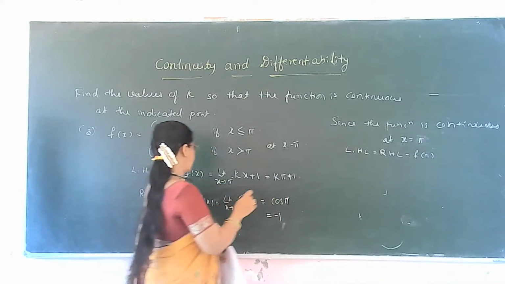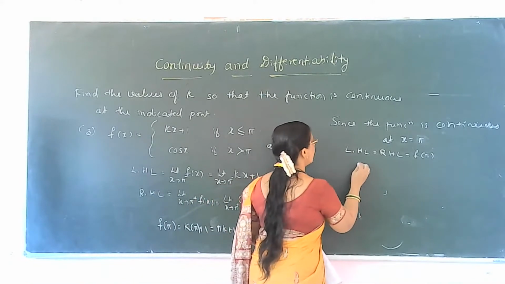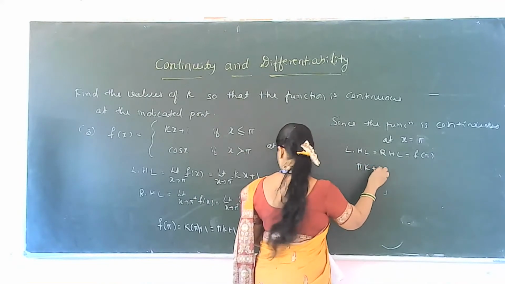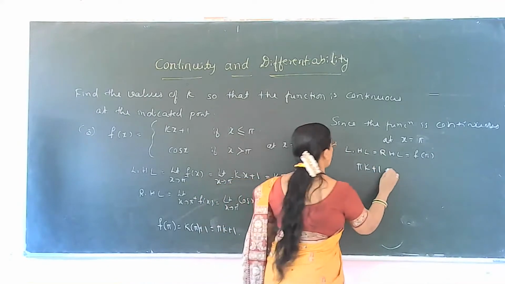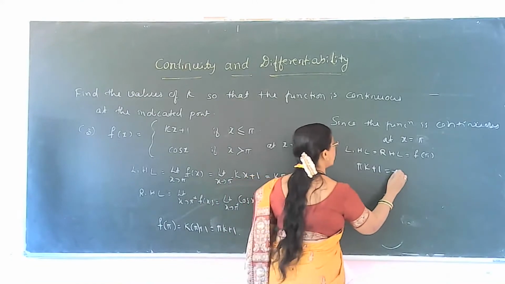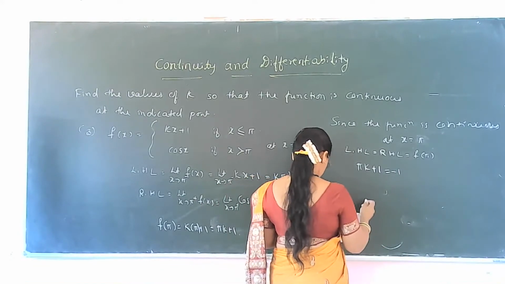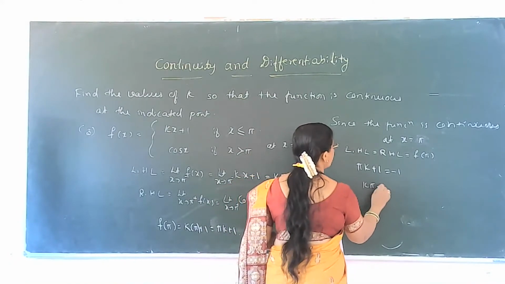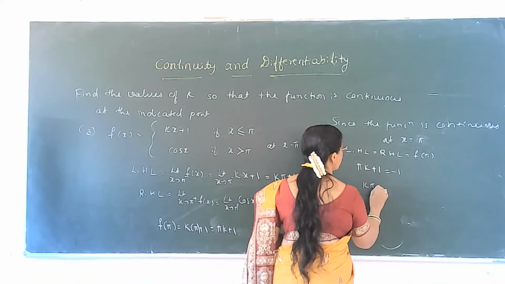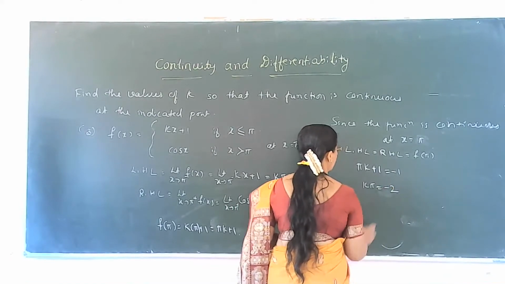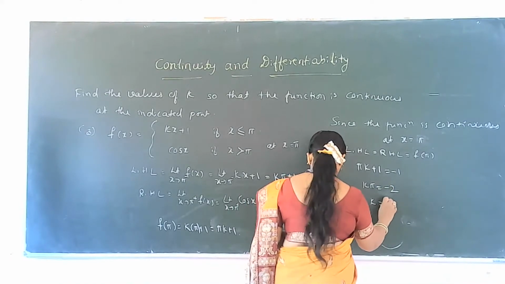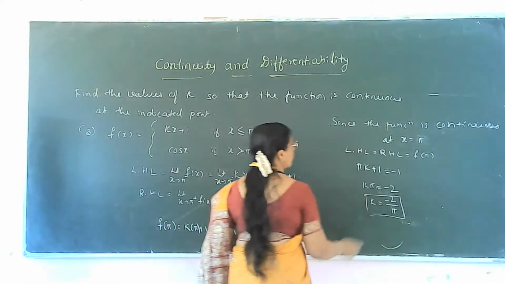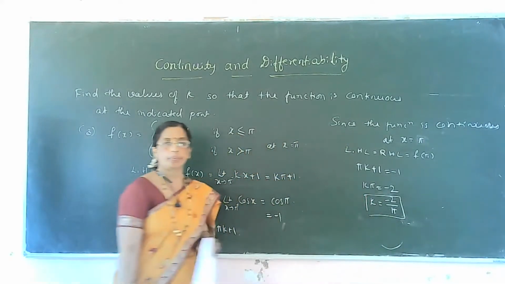LHL is equal to k into 5, or 5k plus 1, is equal to -1. Then 5k is equal to -1 minus 1, which is -2. Therefore, k is equal to -2 divided by 5. This is the answer, k.